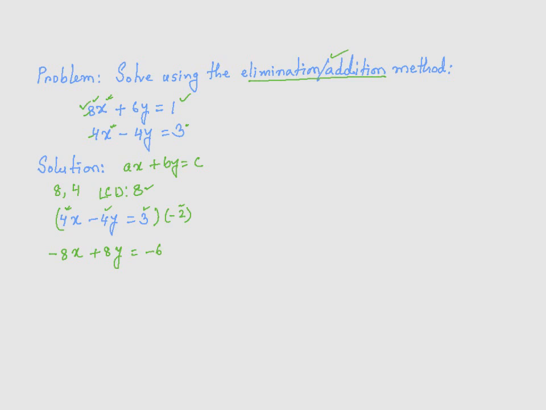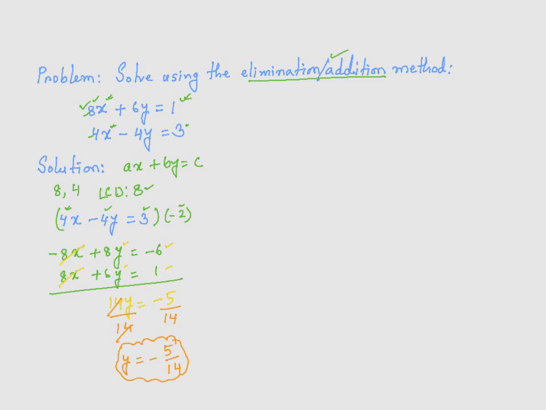Now with this equation, I'm going to add the first equation, which is 8x plus 6y is equal to 1. If I add this, note that negative 8x and positive 8x cancel out. That leaves me 8y plus 6y, which is 14y, is equal to negative 6 plus 1, which is negative 5. Now I'm going to divide both sides by 14. The 14 and 14 cancel out. That gives me y is equal to negative 5 over 14.